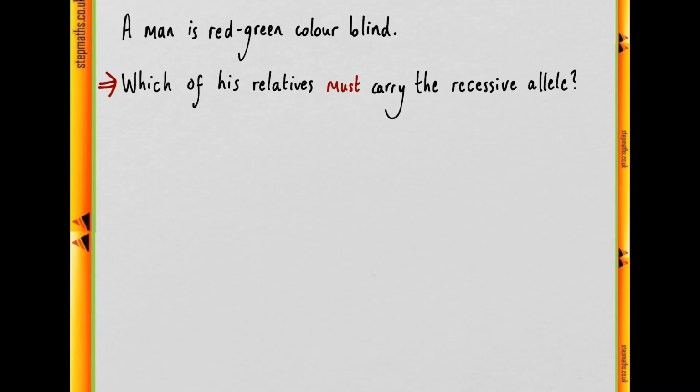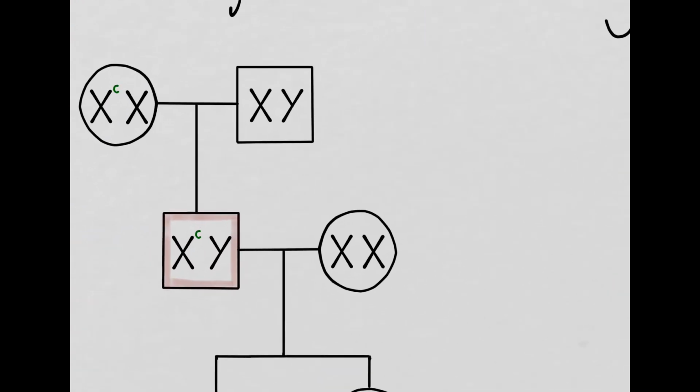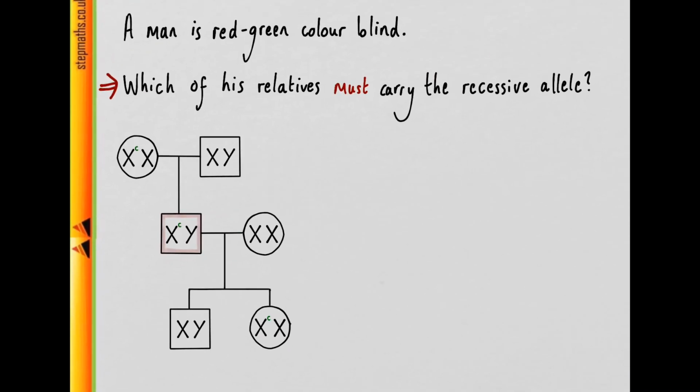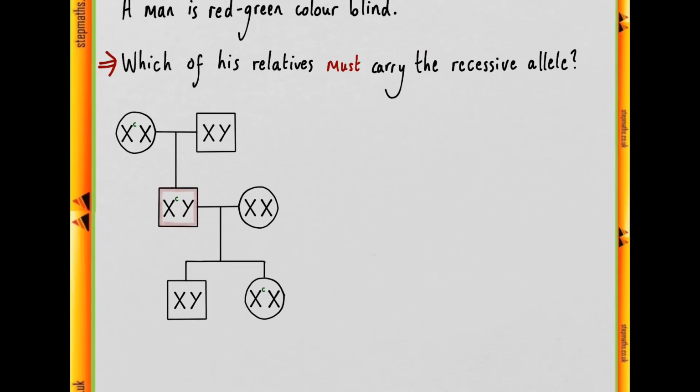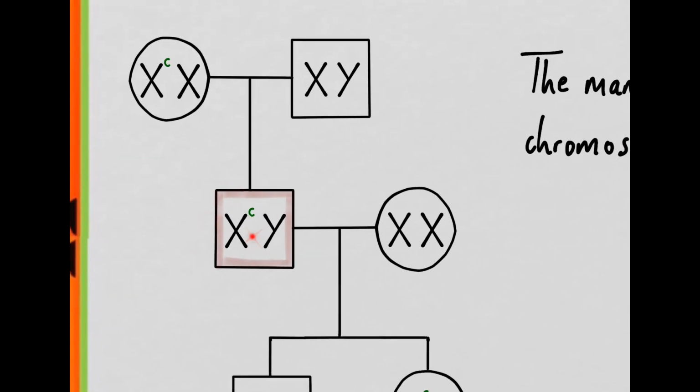In order to answer this question, I've drawn this genetic diagram with this red individual marking out the colourblind individual, and I'll talk through it. We know that the man must have received one sex chromosome from each of his parents. Since he's XY, he must have received the X from one parent and the Y from the other. The Y must have come from the father, since there is no Y chromosome in his mother. So the Y came from the father, and therefore the X must have come from the mother.